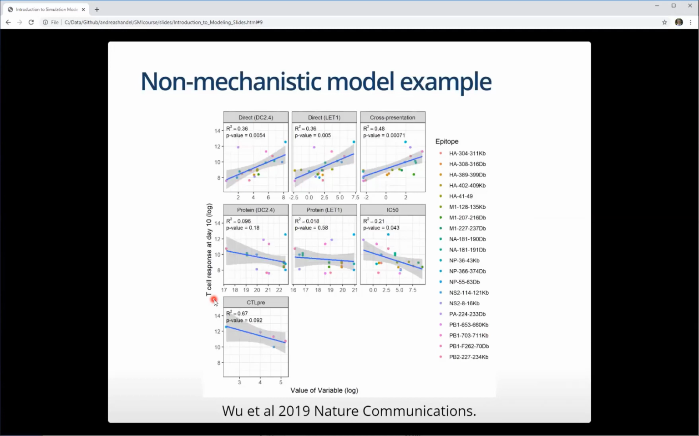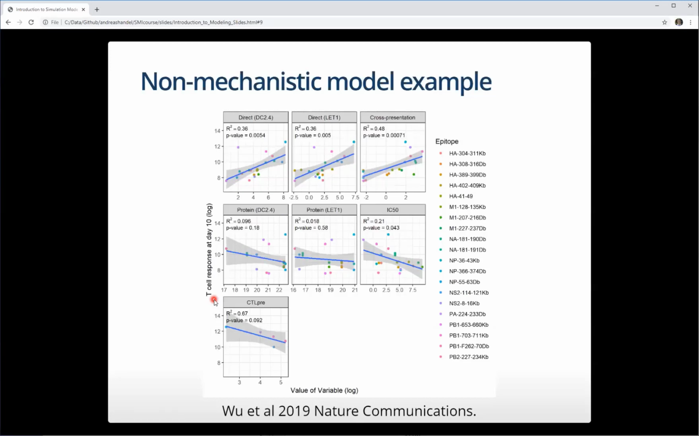Here's an example. Paul actually mentioned that earlier in his talk. It's a paper we did a few years ago, which came out last year. We looked at T cells and different epitopes and looked at what led to the different strengths of responses among these epitopes, and looked at certain predictors such as the amount of MHC that is directly presented and cross-presented, and protein levels. And so this is just a standard regression model fit to the data. You see there in the figure linear regression, trying to look at these different variables on the x-axis with T cell response on the y-axis.